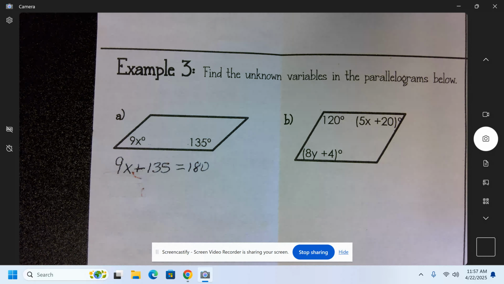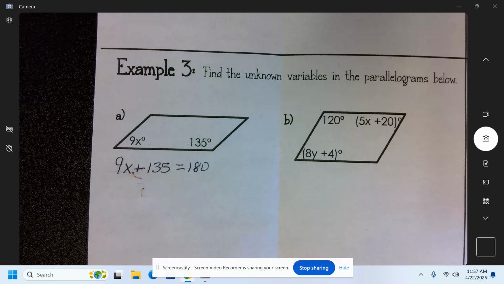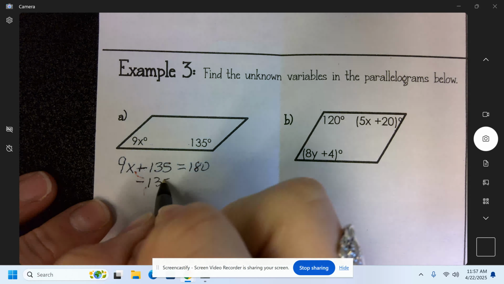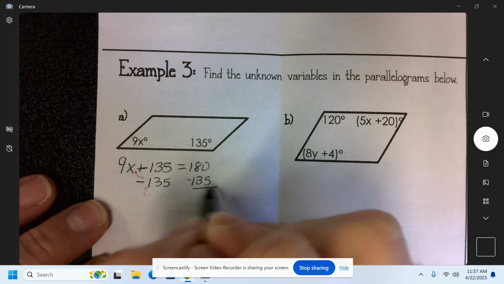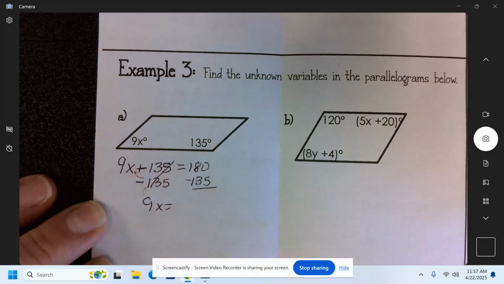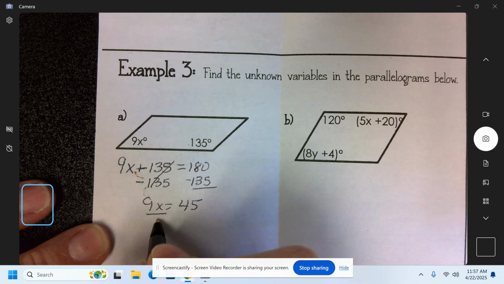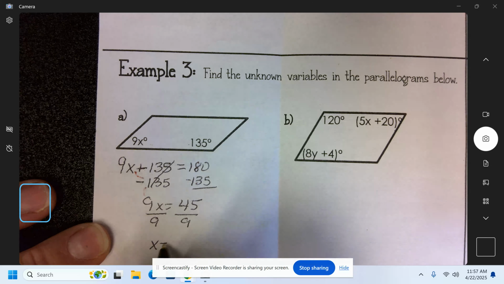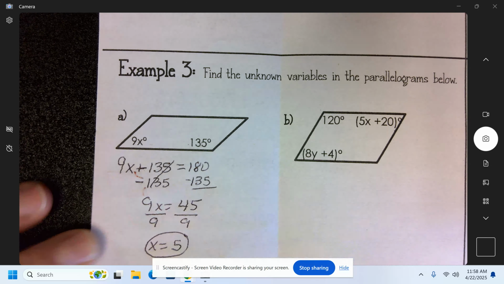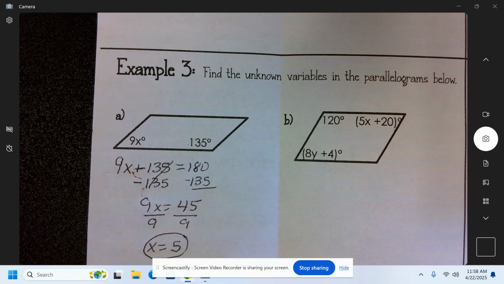So then, once we do that, we're going to subtract that 135 from both sides, which gives us 9x is equal to 45. Then we're going to divide both sides by 9, and that gives us that x is 5. So x is equal to 5.